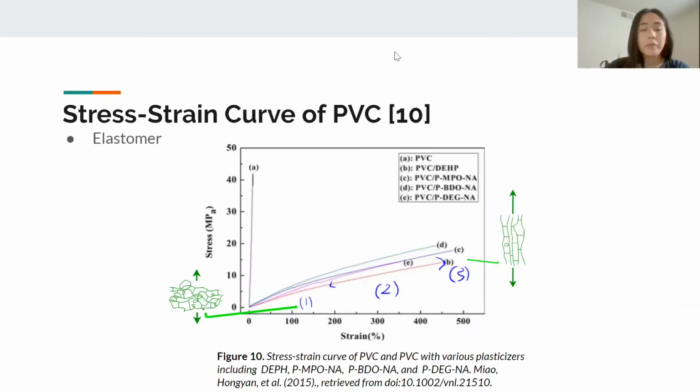Figure 10 will just be focusing on the stress-strain curve of PVC with DEHP, curve B. This curve is representative of an elastomer because the presence of DEHP contributes to PVC's amorphous behavior. Sections 1, 2, and 3 of the curves represent plastic deformation, elastic deformation, and failure, respectively.